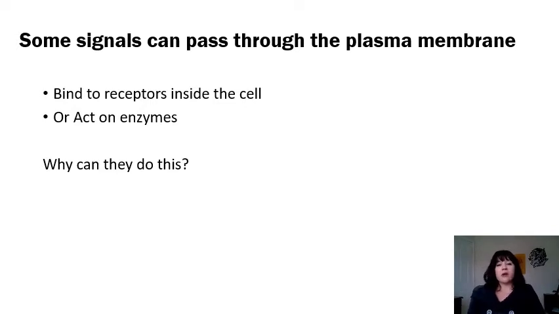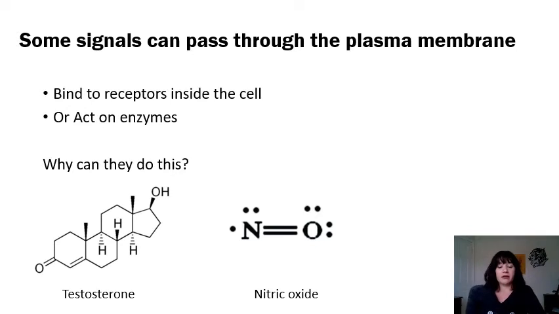Right? So what would allow a signal to travel through the plasma membrane to not have to use a receptor or a channel? Hopefully you've remembered that things that are small and nonpolar can diffuse through the plasma membrane relatively quickly. And so here we have some examples, such as nitric oxide, right? That is a small molecule. It is nonpolar. It can travel through the membrane very quickly.